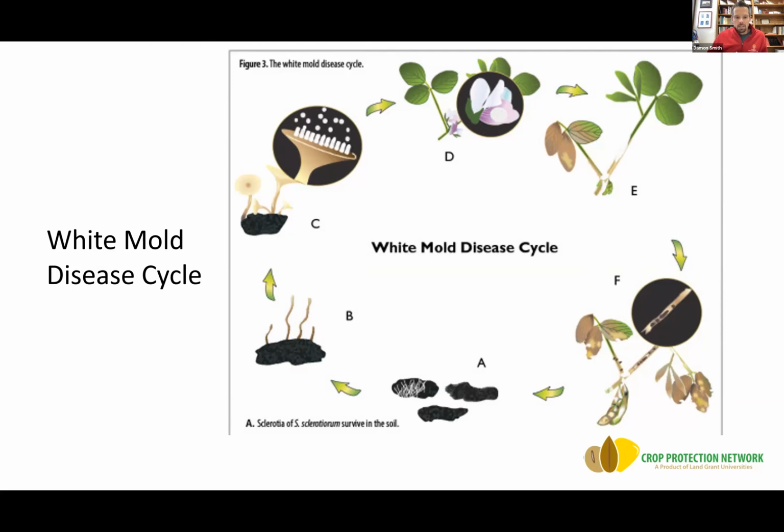So we've got these survival structures called sclerotia. They sort of look like rat turds. Those things are in the upper soil profile. And then as the canopy of the soybean crop closes, that is a conducive environment for the formation of these apothecia, these cupped mushrooms. And on those cups, we have lots of spores, right? And those spores are forcibly ejected up into the canopy.